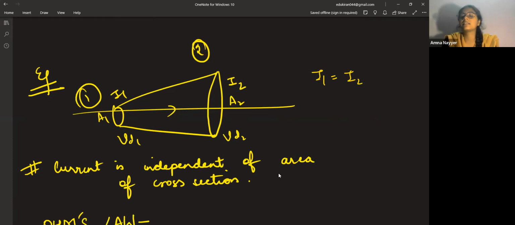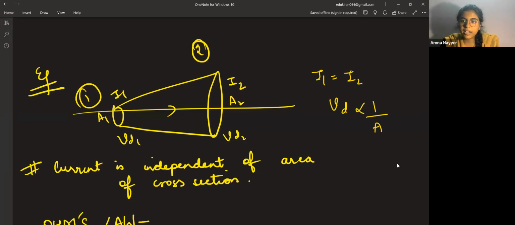Why am I asking you to give emphasis on this? Because when you are giving your exam or when you are revising, it slips out of the mind and we tend to assume that because of the formula, current and area will be directly proportional. No. What matters is that drift velocity is inversely proportional to area of cross section.